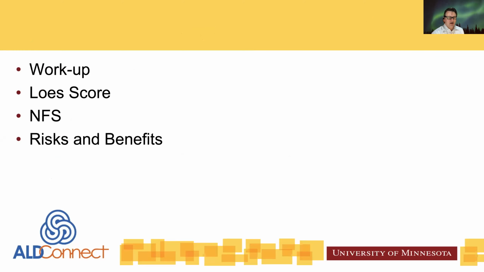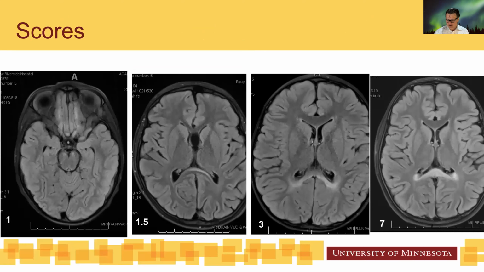So I'm going to talk then about three more things: the workup, the LESS score, neurologic function score, and then risks and benefits. So first, a bit on the scoring system that was developed by Dan Less with our colleagues at Kennedy Krieger a number of years ago. There's so much discussion about it.